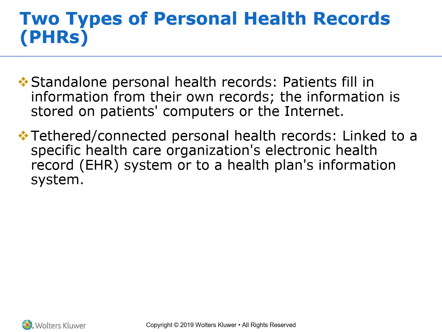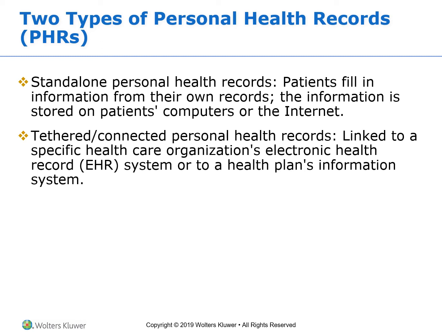There are two types of personal health records: a standalone health record, in which the patient fills in the information from their own records. The information is stored on the patient's computer or the internet. In some cases, these standalone health records can also accept data from external sources like providers or laboratories. Patients could add diet or exercise information, and they can decide whether to share the information with providers, family members, or anyone else.